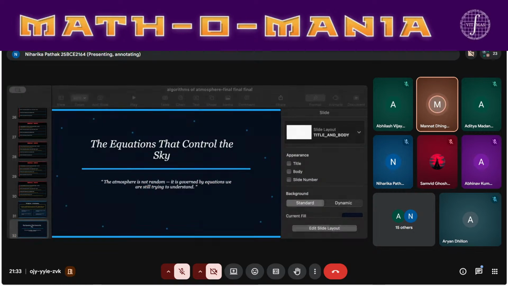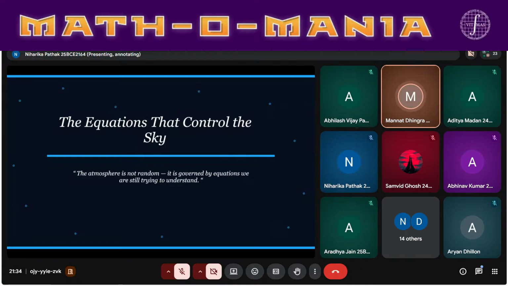Okay, so hey guys. As you have already heard, you understood the history about algorithms and the atmosphere, as Niharika told about Lorenz and much more important laws and people. So now let's jump into equations. Before we understand the relation between the equations and weather forecasting, we have to first understand what the equations mean, how they are defined, and what the terms in the equations mean exactly, right?